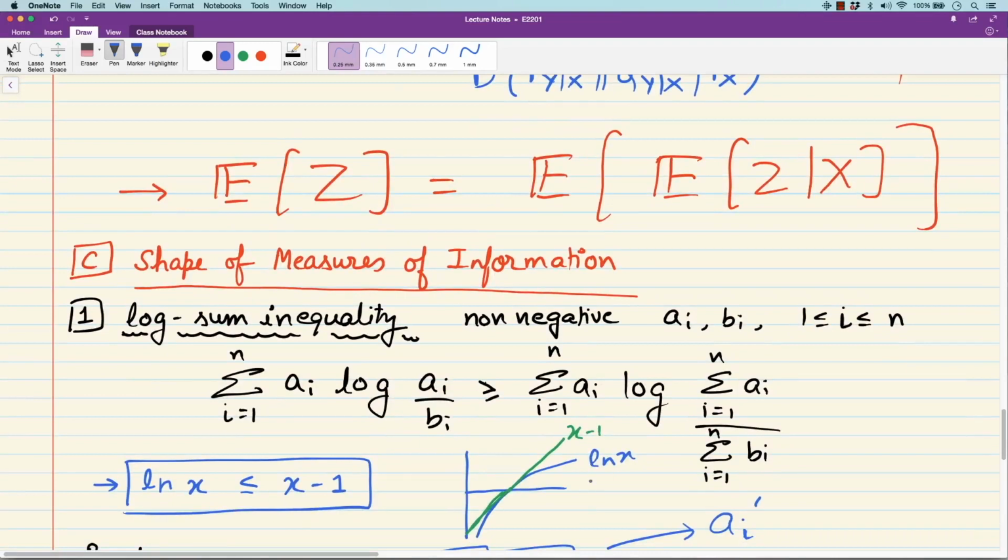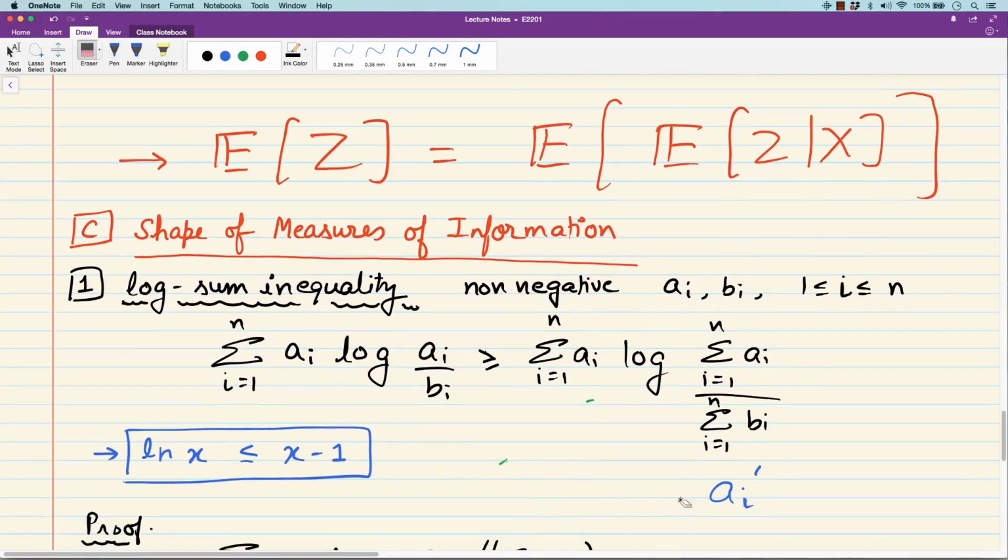Let me clear up. So this is the inequality we have shown, that summation over i of ai log ai by bi is greater than or equal to summation over i of ai log of summation ai by summation bi, the log sum inequality. If you take the sum inside, then it decreases. The way to remember this inequality is that the a here is the one in the numerator.